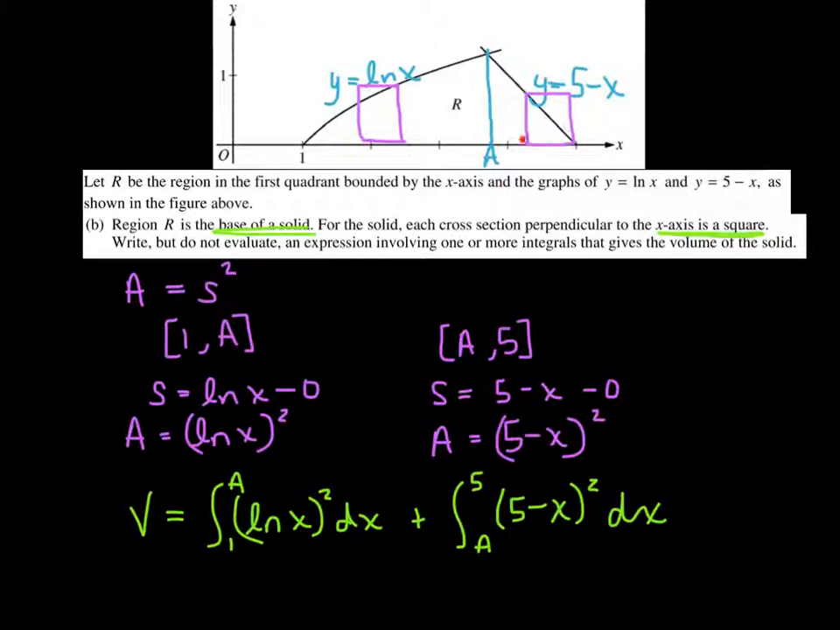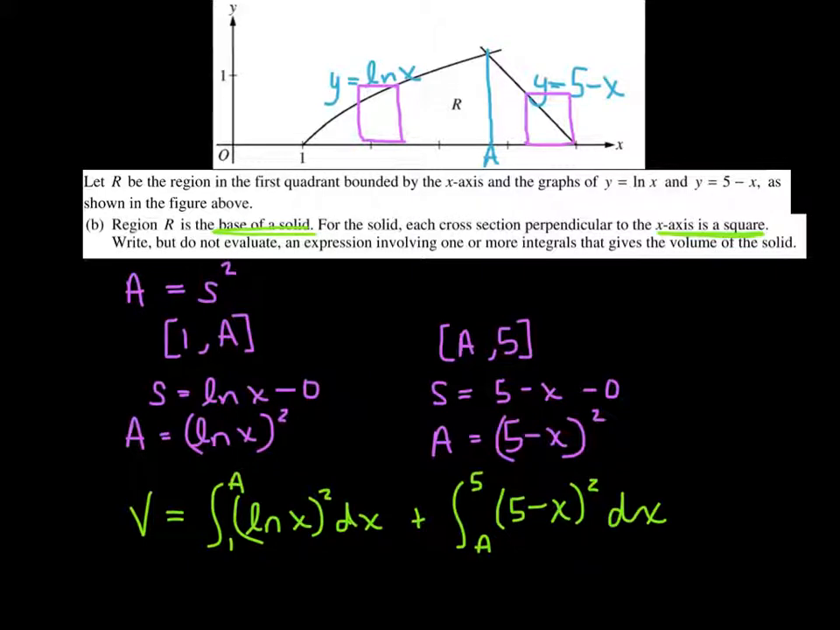From A to 5, this triangular region here, these squares would have upper minus lower be 5 minus x minus 0, which of course is just the quantity 5 minus x, squared, for the area of those squares. Then I went ahead and put it into my whole volume formula. Volume is the integral, up until that blue line, up until A, and this is from A to 5. Okay, so for part B, we just had to get the expression.